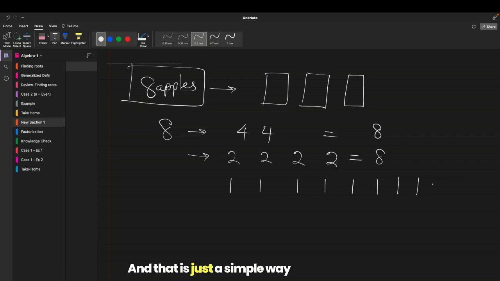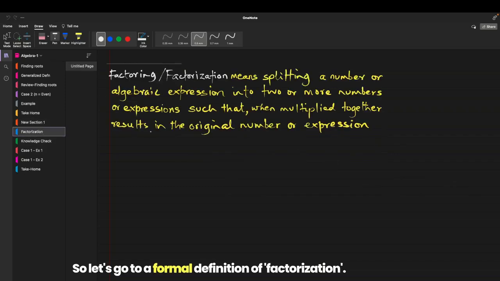And that is just a simple way to understand the concept of factorization. You're trying to distribute a quantity such that when you add up those quantities, they will give you back the original quantity. So let's go to a formal definition of factorization.